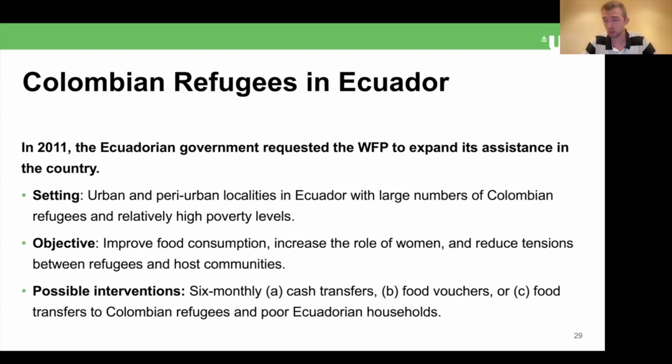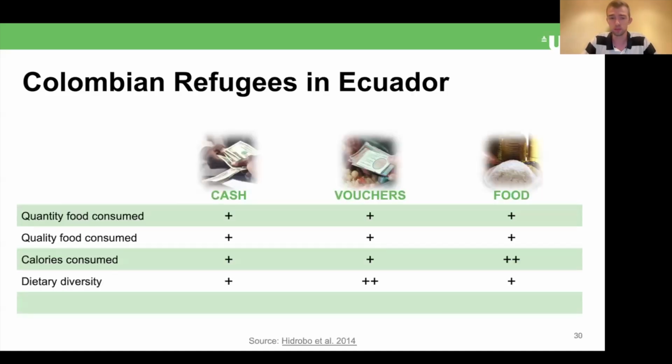So they decided to do an evaluation and randomize over these 3 different modalities. Now, by collecting this data of food security over time, before and after the interventions had happened across the entire population that they were studying, what they find is that the quantity of food consumed and the quality of food consumed for all 3 types of modalities were very even. Okay, so cash, vouchers, and food all 3 increased quantity and quality of food quite evenly.